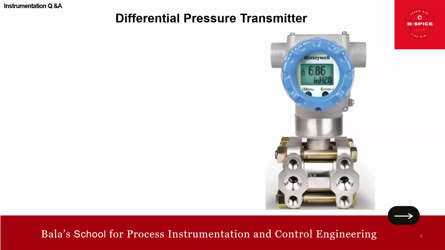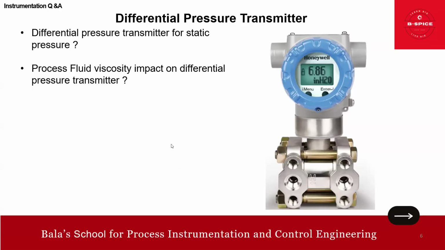Right, good to go. Then differential pressure transmitter for static pressure. Can a differential pressure transmitter measure static pressure? A differential pressure transmitter can measure static pressure. Static pressure is nothing but the highest pressure applied to one side. So if one of the pressure ports is connected to the process, and the other port is open to atmosphere or connected to a pressure reference. However, a static pressure transmitter or a gauge pressure transmitter is typically used for this purpose. That is the point. We don't have to use a differential pressure transmitter.